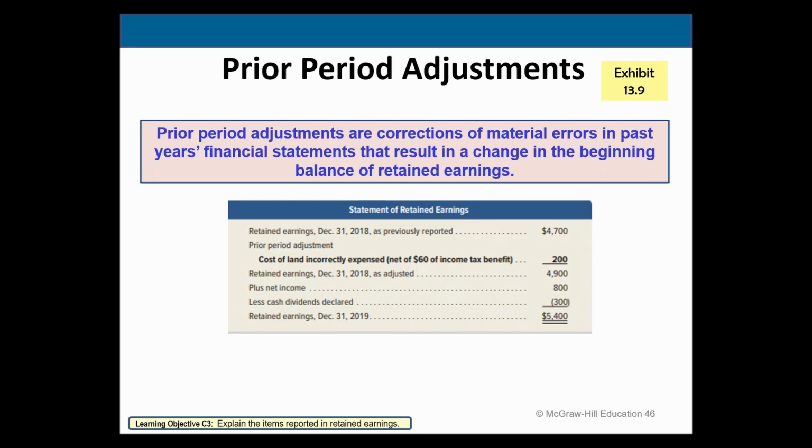To illustrate, assume that ComUS made an error 2 years ago in a journal entry for the purchase of land by incorrectly debiting an expense account. When this is discovered in the current year, the statement of retained earnings includes a prior period adjustment as shown on this slide. This exhibit also shows the usual format for the statement of retained earnings.